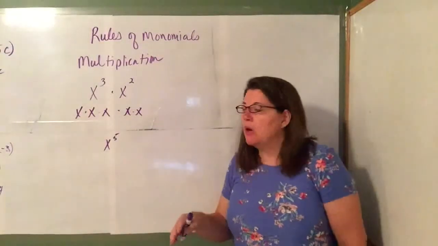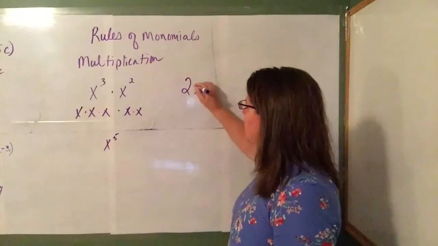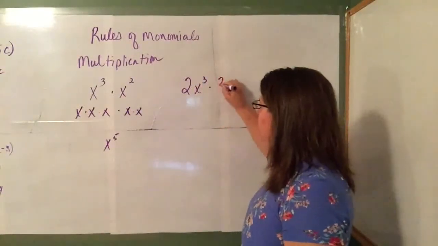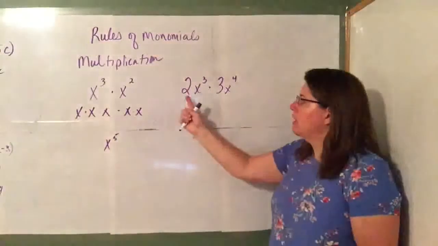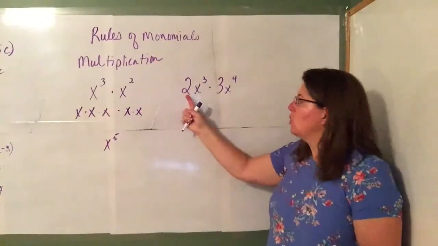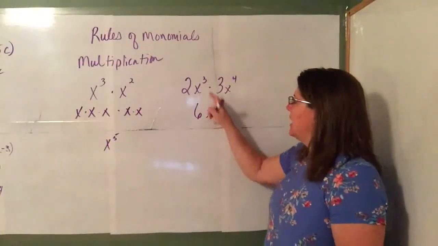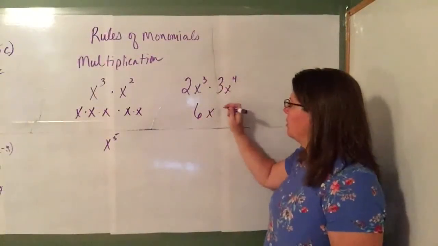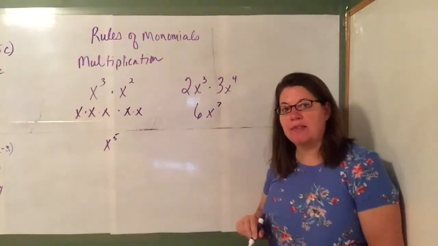So when we have the same base and different exponents, we keep the base and we add the exponents together. Now, what happens when you have coefficients in front? Like if I had something like 2x cubed times 3x to the fourth. Well, in that case, we're going to multiply the coefficients just like normal. So 2 times 3 is 6, and then we keep the x and add the exponents. So 3 plus 4 is 7. So that would be 6x to the 7th.